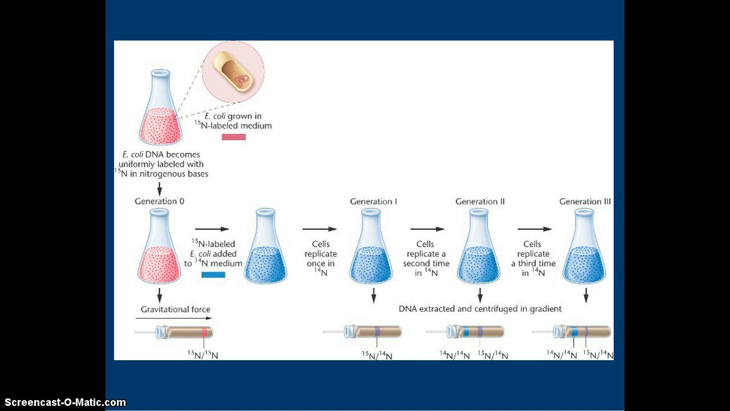This proves that the semi-conservative replication could still be correct because the DNA molecules consist of 1 15N DNA strand and 1 14N DNA strand, producing an intermediate density.